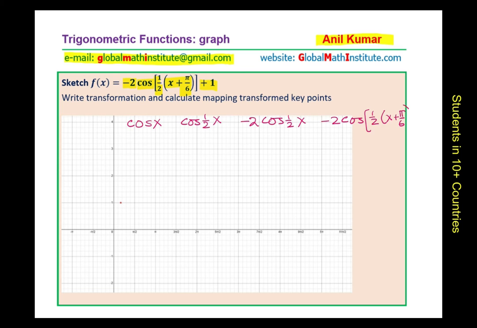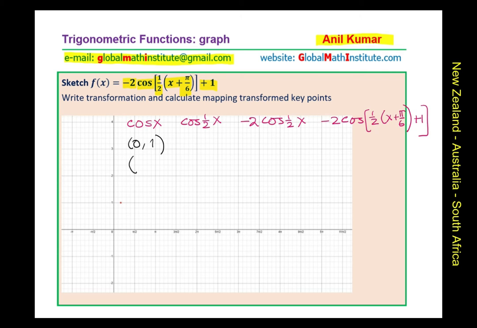So pi by 6 left and plus 1, correct? So with that, we'll be able to sketch the whole graph. So five key points which we will be considering, which are standard: the cosine function, as you know, starts with 0, 1, right? And then it goes to 0 for pi by 2. So let me write down the 5 points first.